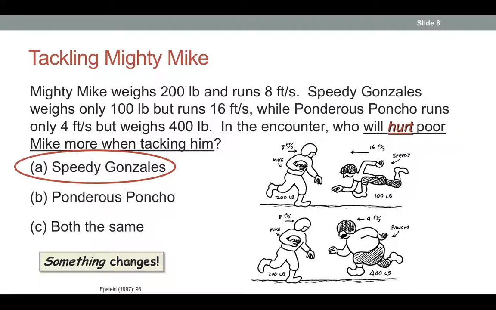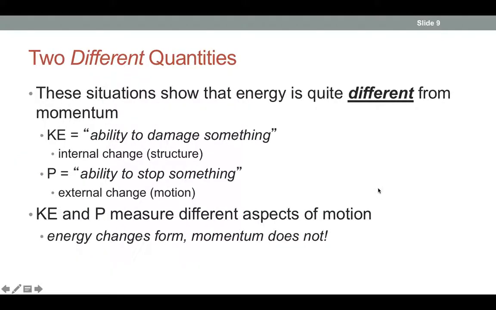Energy is what allows changes to happen, because energy can change form. Namely, we can rearrange the atoms in poor Mike more readily if I have more energy. These situations show that energy is indeed quite different from momentum. We're going to look at energy as the ability to cause internal changes, or changes in structure, or the ability, if you will, to damage something.